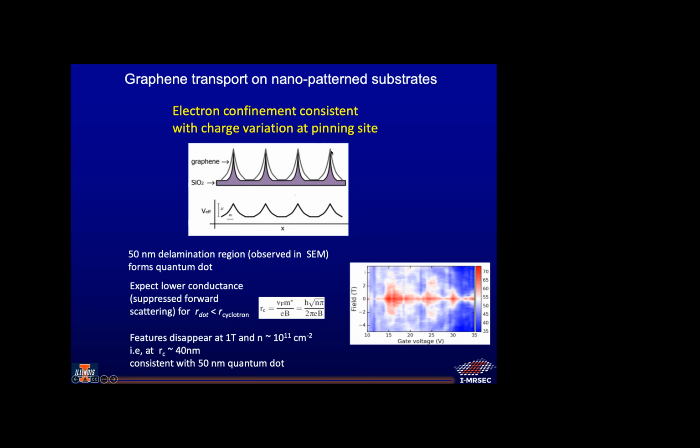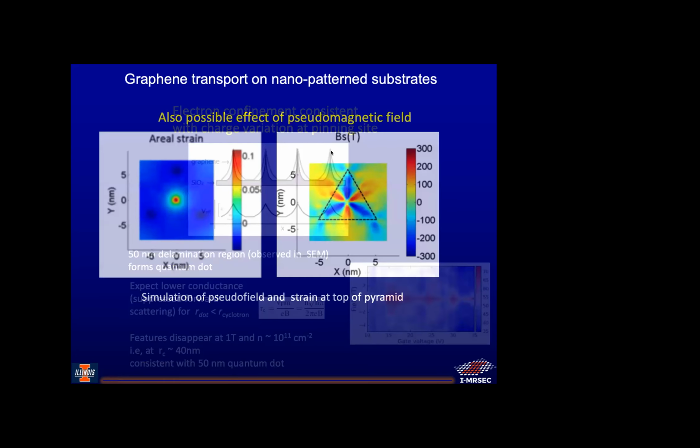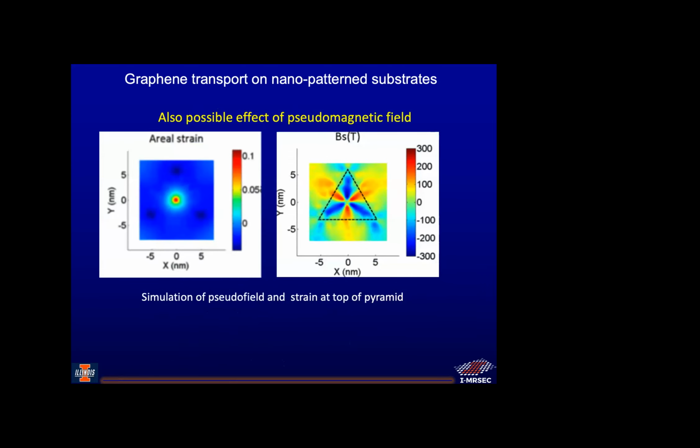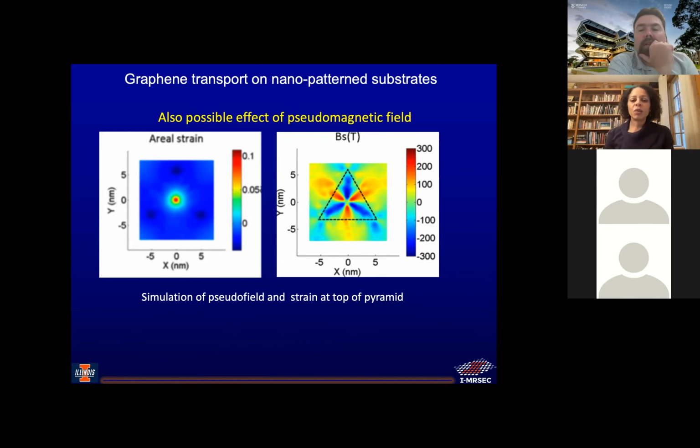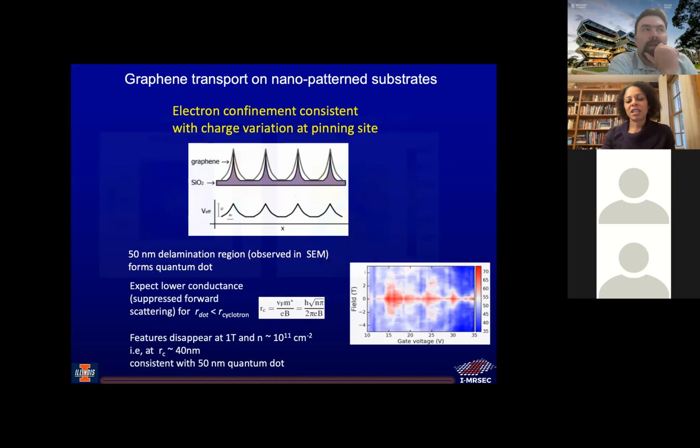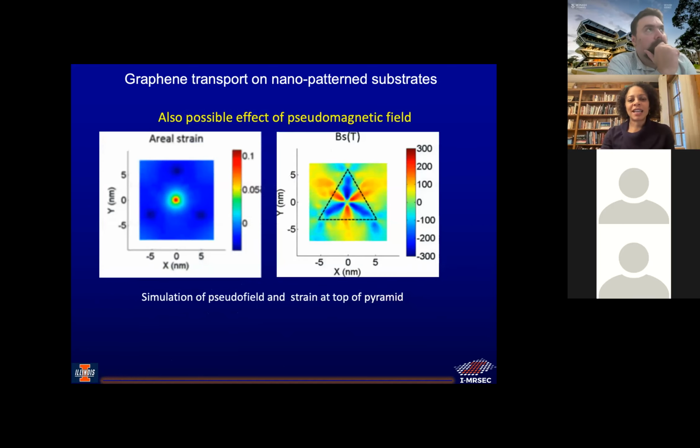Okay. But it could also be an effect of a possible pseudo-magnetic field, because if you simulate the strain at the top of the pyramids, you can see that you expect to see a pretty large pseudo-field. You know, I have to say, this is a paper where we were being very conservative. When we first submitted this, we tried to be really conservative, and we thought it might be a pseudo-field, but we couldn't really prove that it was a pseudo-field. So we only wrote in that it was a delamination region. And the referee wrote back saying, how could you not say it's a pseudo-field? You have to assume that it's also a pseudo-field. So it's true. We can't tell in this case.